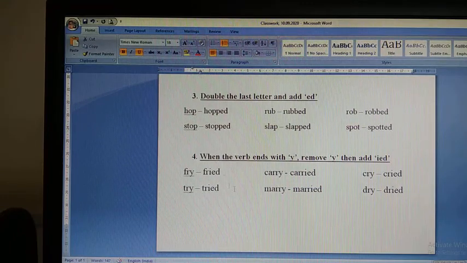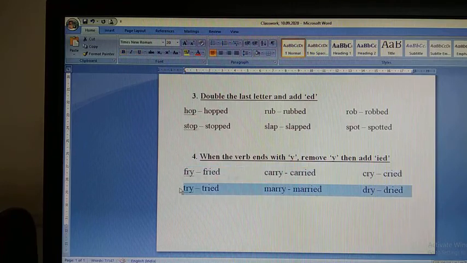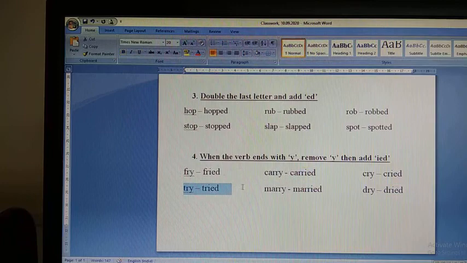Number 4, when the verb ends with Y, remove Y, then add IED. Fry, fried, carry, carried, cry, cried, try, tried, marry, married, dry, dried.